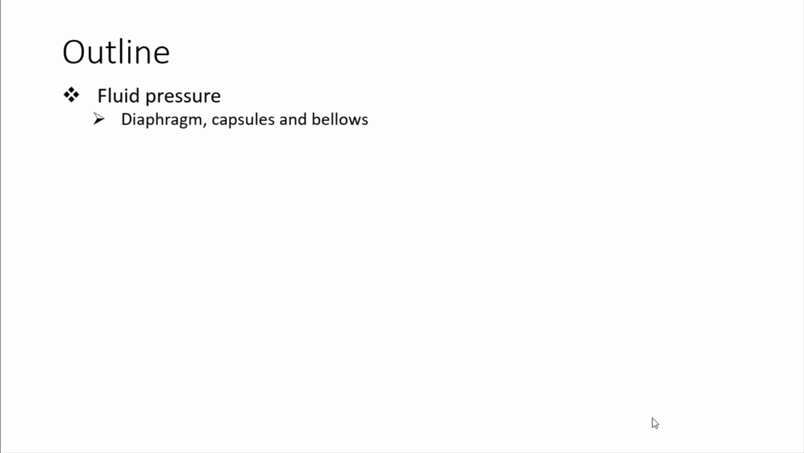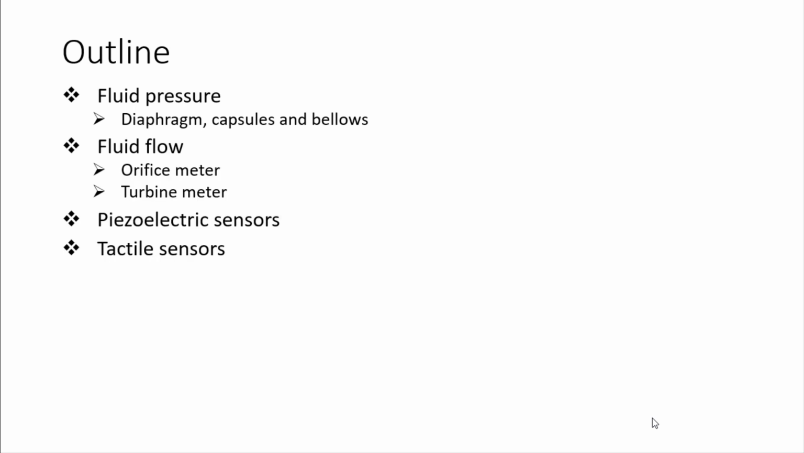At the start, we will study the sensors required to measure the fluid pressure. These are diaphragm, capsules, and bellows. We will also see how strain gauges are integrated with diaphragm and how they are useful to measure the fluid pressure. How LVDTs are integrated with bellows to measure the fluid pressure.